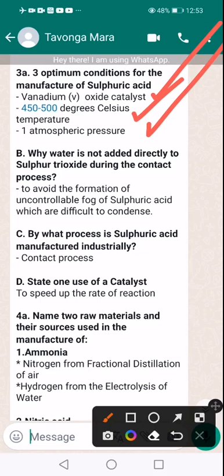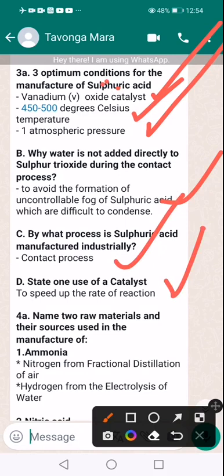Why is water not added directly to sulfur trioxide during the contact process? The answer is very simple: to avoid the formation of an uncontrollable fog of sulfuric acid, or tiny droplets of acid, which are difficult to condense. Then, by what industrial process is sulfuric acid manufactured? The contact process. State one use of a catalyst: to speed up the rate of reaction.